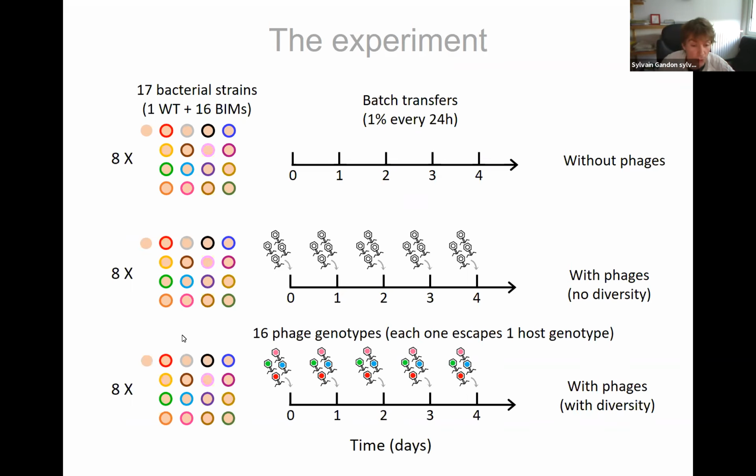And in a third treatment, instead of using the ancestral phage, we used escape mutants. And in fact, we used 16 different genotypes. Each of these genotypes was carrying a single mutation, allowing those phage to escape one and a single one of the different resistant bacteria. Each time we had 8 replicates, and we wanted to track first the diversity of bacteria.